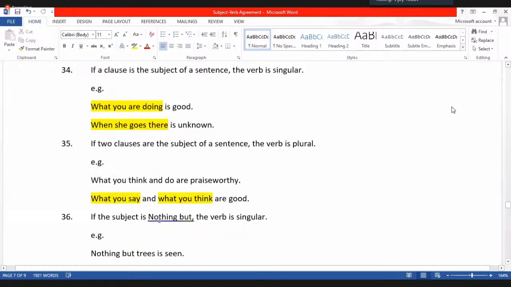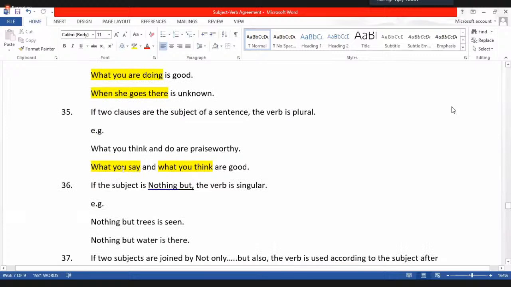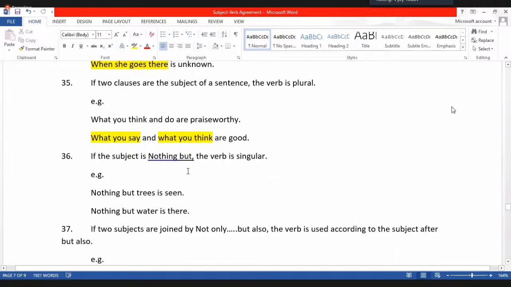But if two clauses are the subject, so here you see the example, what you say, what you think. And these two are joined by and. This is one clause, this is another clause. Both are joined by and. So that's why here we use are. Clear? So what you say and what you think are good. And the same can be written differently: what you say and think are good. So here, what you think and do are praiseworthy. It means what you think and what you do are praiseworthy. Two clauses are the subject here.